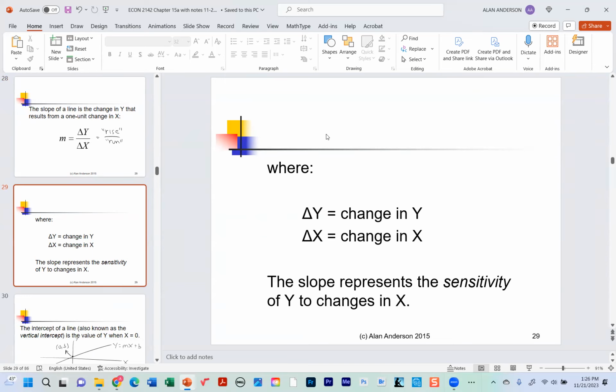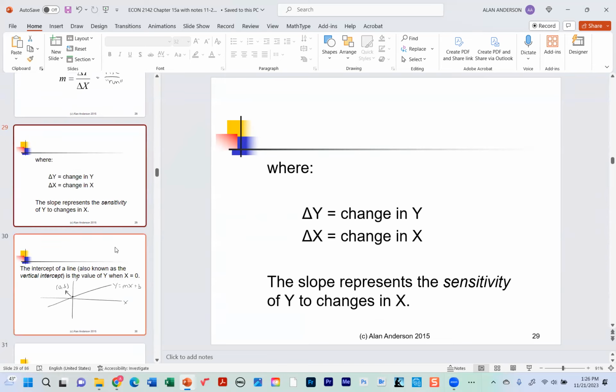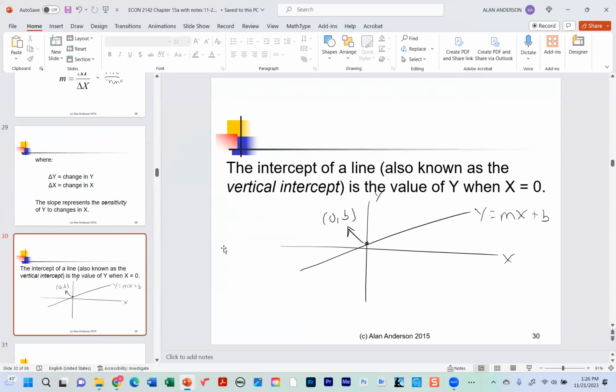Or you can think of the slope as the sensitivity of y to changes in x. And again, the intercept b is simply where the line crosses the y-axis.